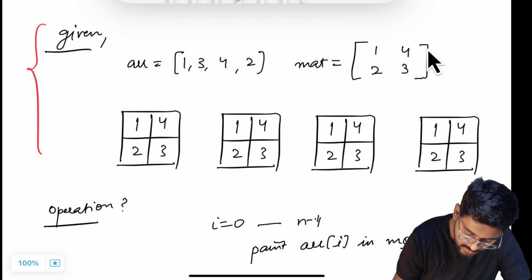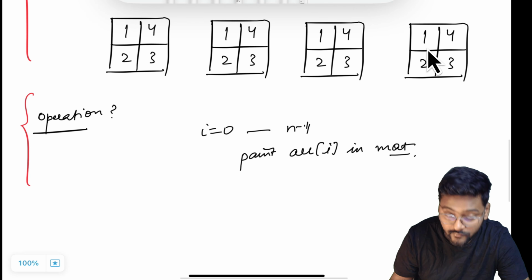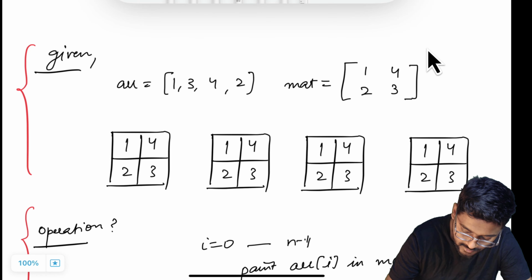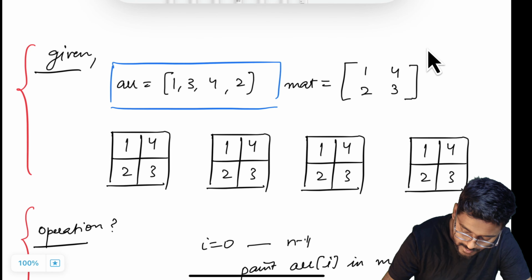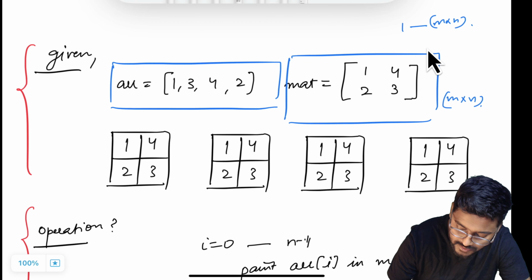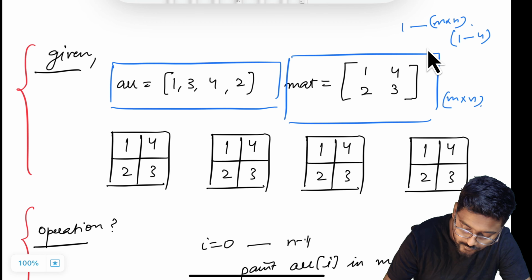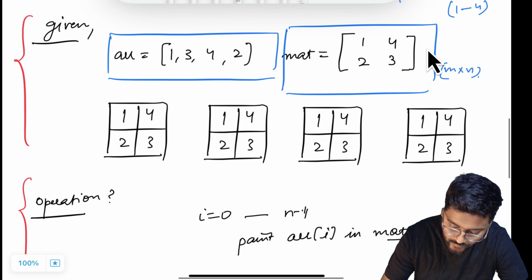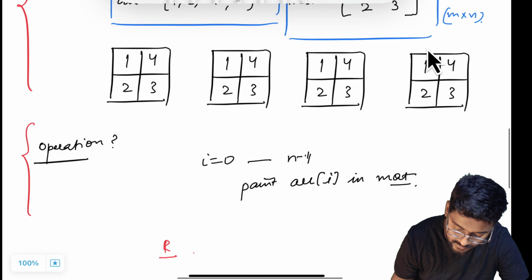What is given to us, what operation we have to perform on the given input, and what we have to return. What is given is firstly an array and a matrix. This matrix is of size m cross n, and it contains all the elements from 1 to m cross n. Let's say in this case m is 2 and n is 2, so the matrix is going to contain 2 into 2, 4, all the elements from 1 to 4. So these two values are given to us, and what we have to perform is the operation.